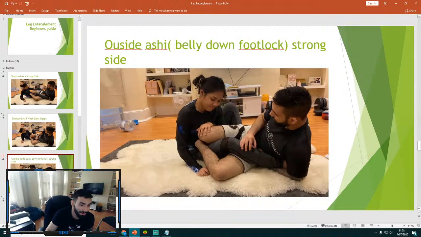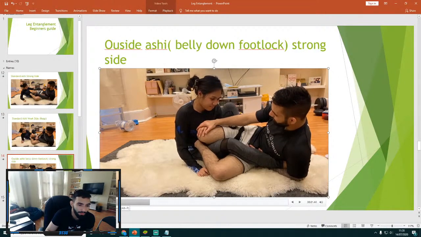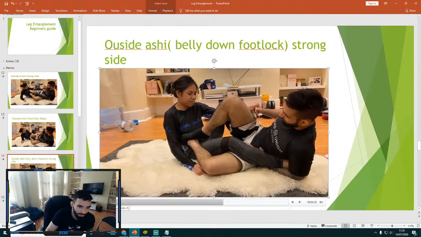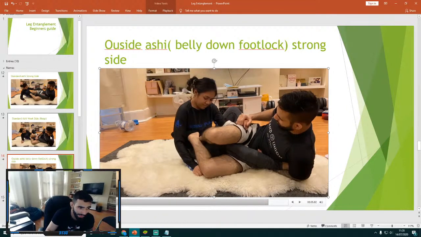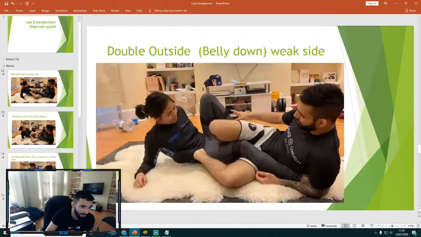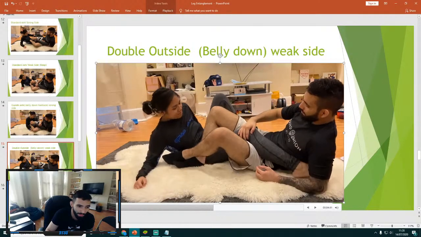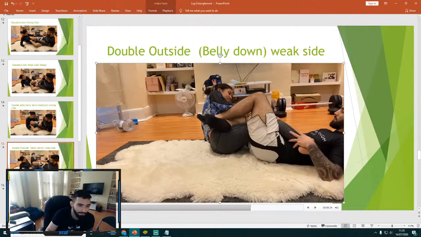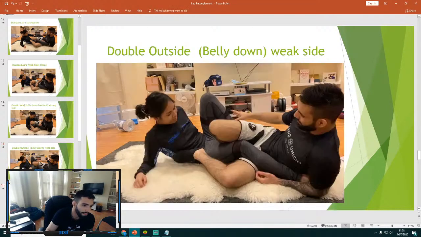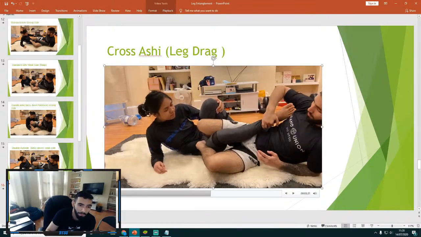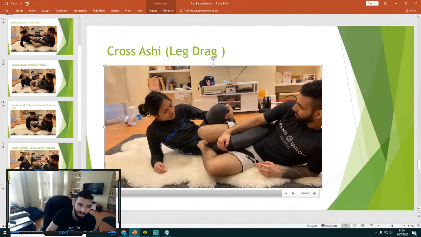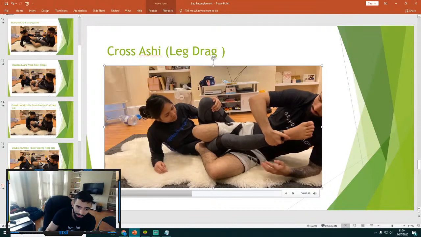We have outside ashi, which means belly down footlock, or both of my legs on the outside. And again, it follows the same rules as standard ashi. If I turn to the other side, it becomes a reap, and it becomes the weak side. We have cross ashi, which I'd also call leg drags. Cross ashi and leg drags are pretty much the same move. Normally we just want to stay on the strong side for this.